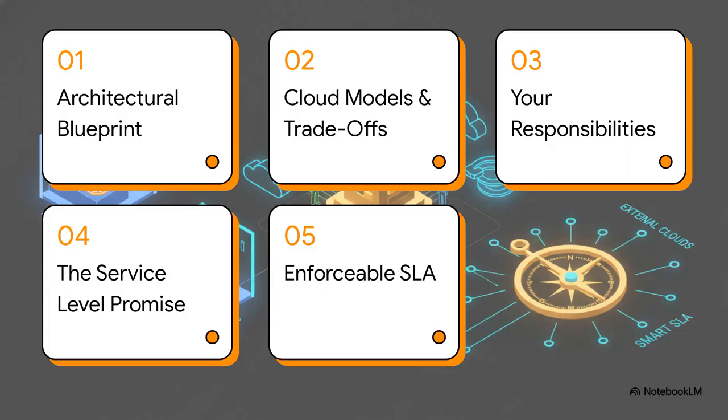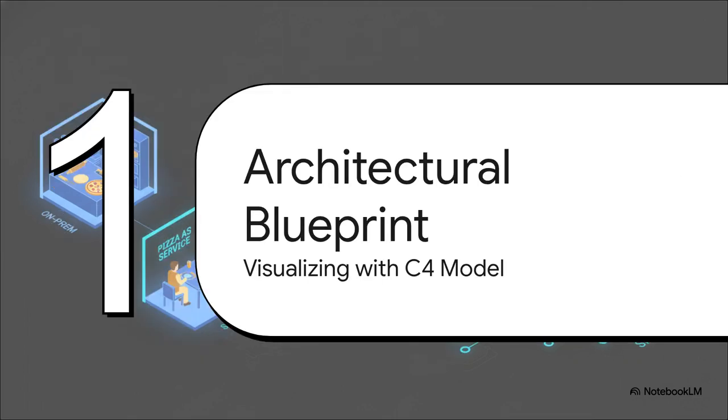All right, here's our roadmap. We'll kick things off with the architectural blueprint. That's our shared map. Then we're going to dive into the critical trade-offs of different cloud models so you know exactly what you're signing up for. And finally, we'll see how to craft a service-level promise that isn't just a document, but a real binding guarantee. So, first things first, it's all about the plan.